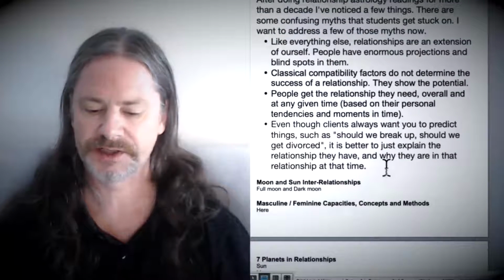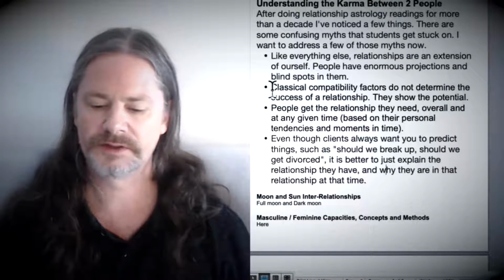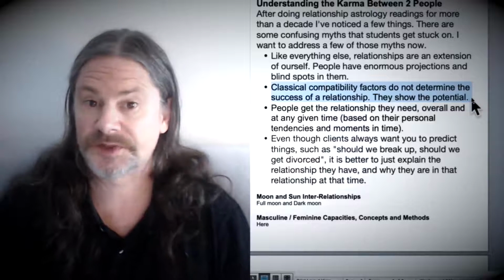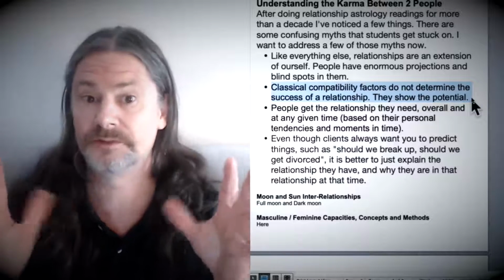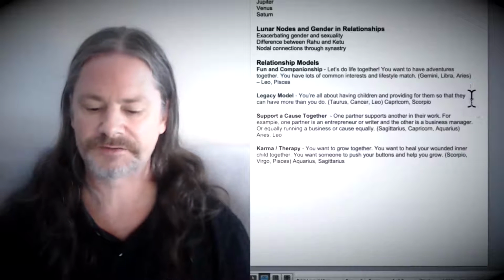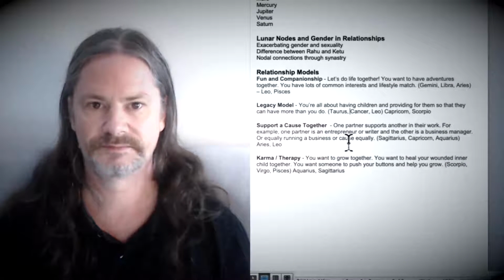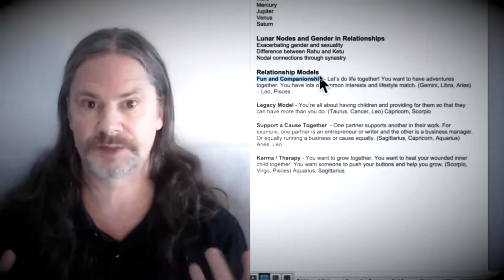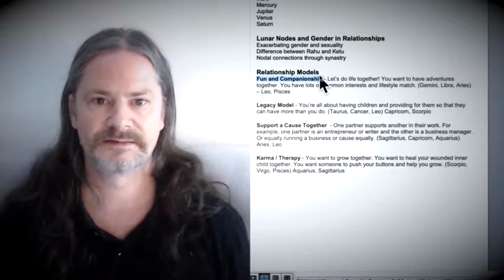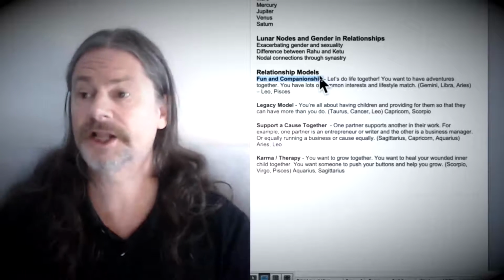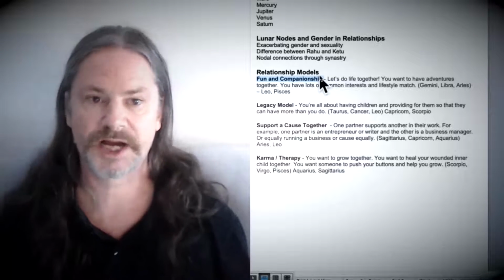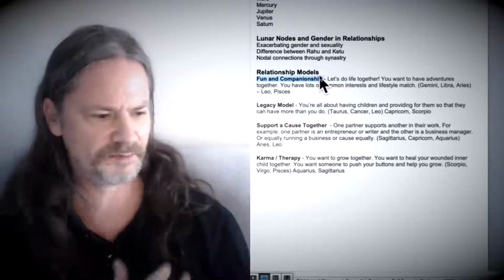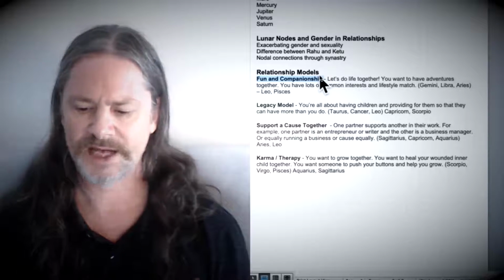This is how you can see often where these classical compatibility factors don't determine the success of a relationship. They show the potential, because maybe the people, based on where they are in their life, are in a different relationship model at that time. Perhaps someone is running the dasha where they're in the fun and companionship model at that time, right? They're running like Mercury dasha, or Venus dasha, and they're in the fun companionship. Let's have fun and have companionship and enjoy life together.